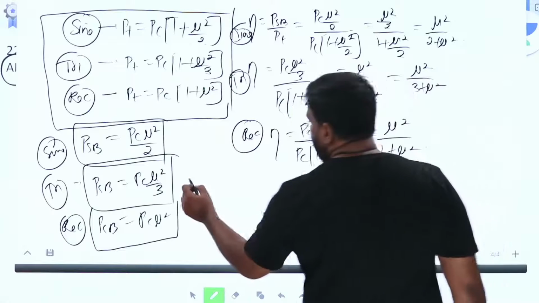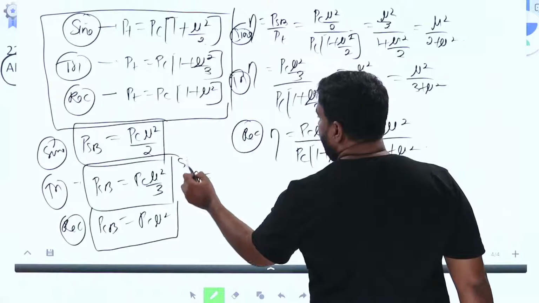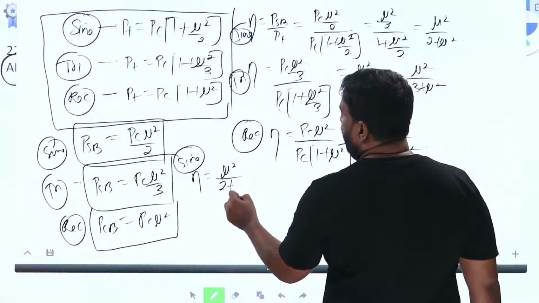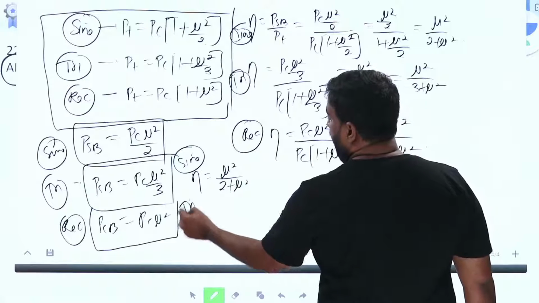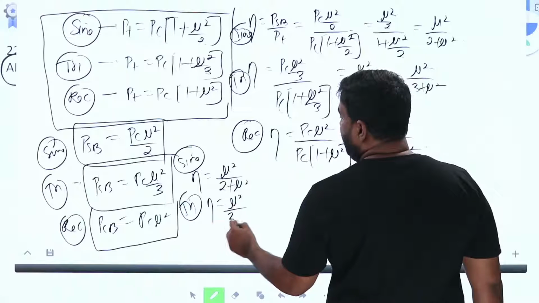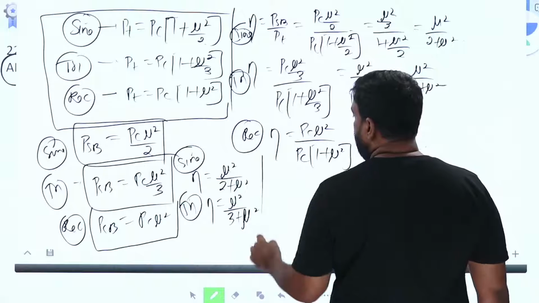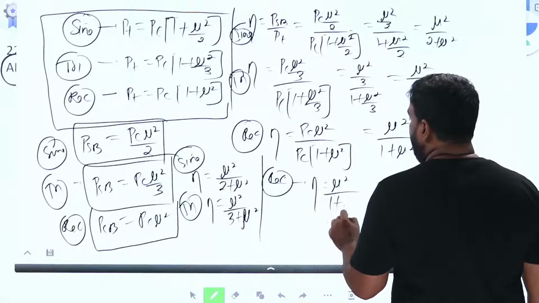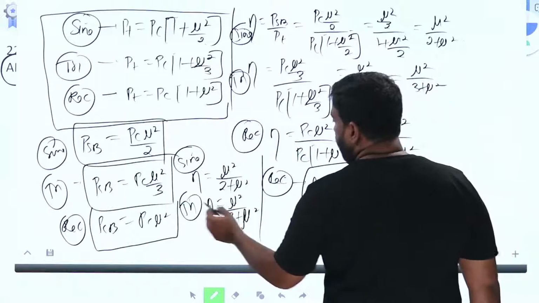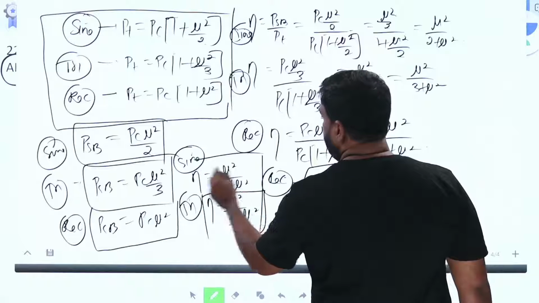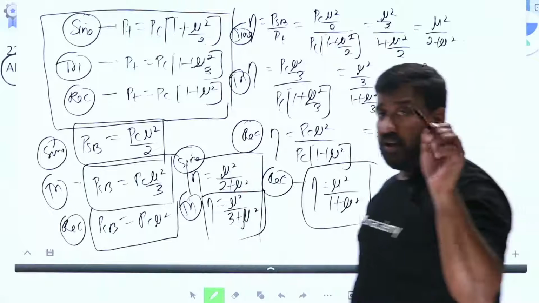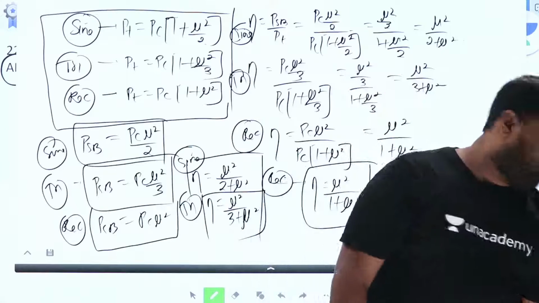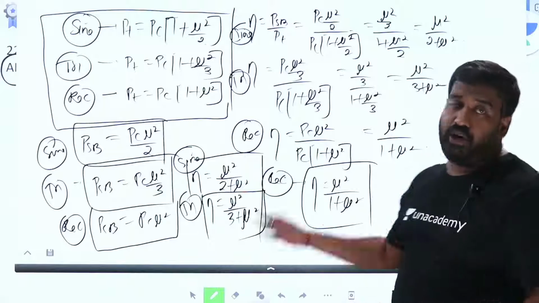Therefore, I am trying to write the modulation efficiency. For sinusoidal input it is mu square by 2 plus mu square. For triangular input it is mu square by 3 plus mu square. For rectangular input it is mu square by 1 plus mu square. From now, try to use these formulas. It's a very, very important concept. As I told you, this series is about concept through questions. Whenever the question appears, we'll try to derive that particular concept.